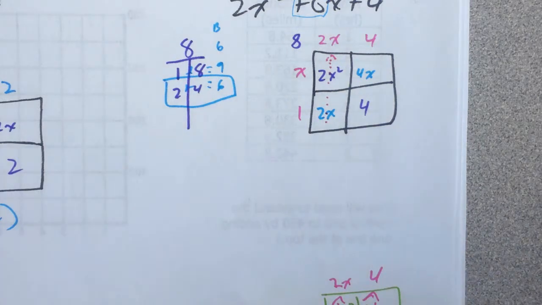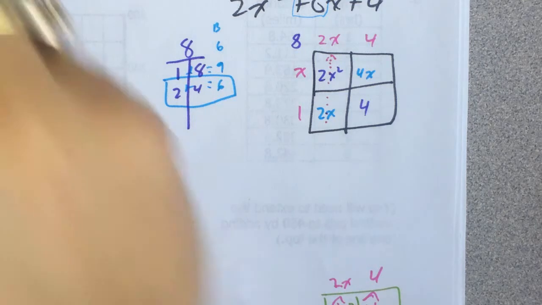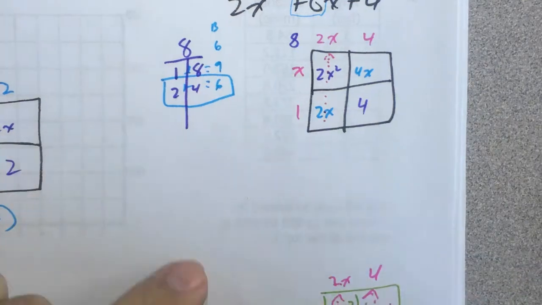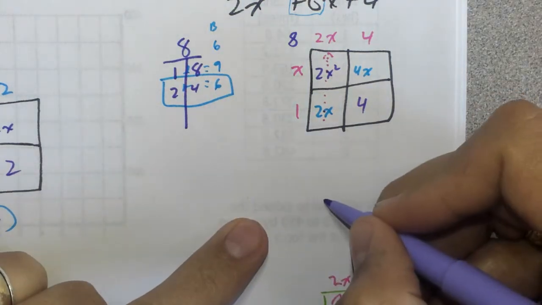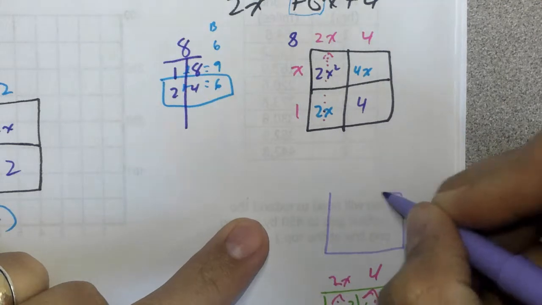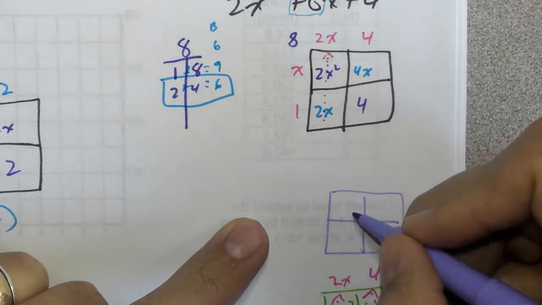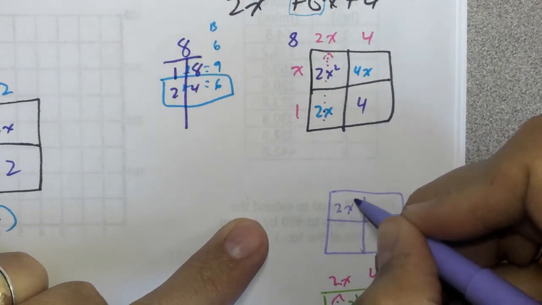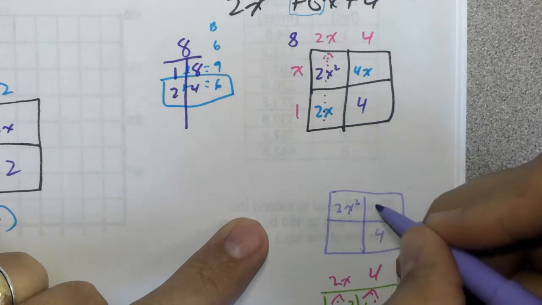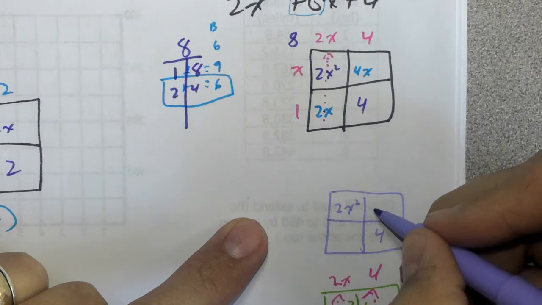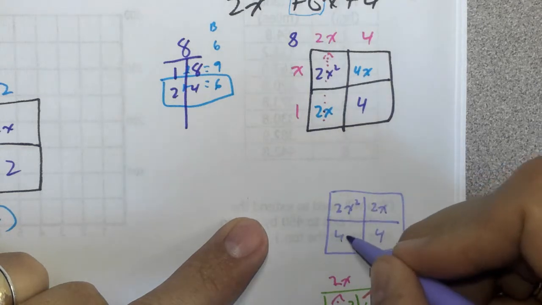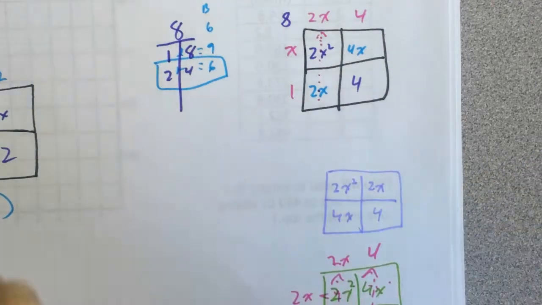I'm also going to draw a second one on the bottom that's going to be a mirror of this. And let's just say we rewrote this, and here's my box, and we put 2x squared here, 4 here, and put 2x there and 4x here. What I've done is switch these two.